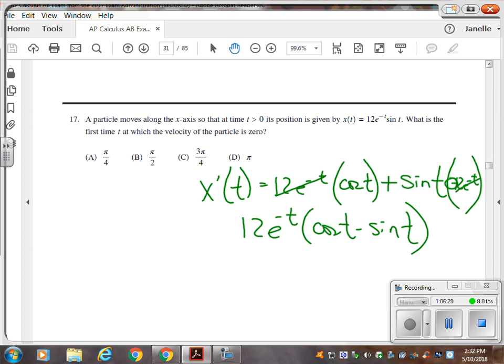Now, when this is equal to 0, let's talk about this cosine and sine. For them to be equal to 0, wouldn't they have to be equal to each other? What fraction on the unit circle has two numbers that are equal to each other? Okay, so that's pi over 4. And that's what the answer is.